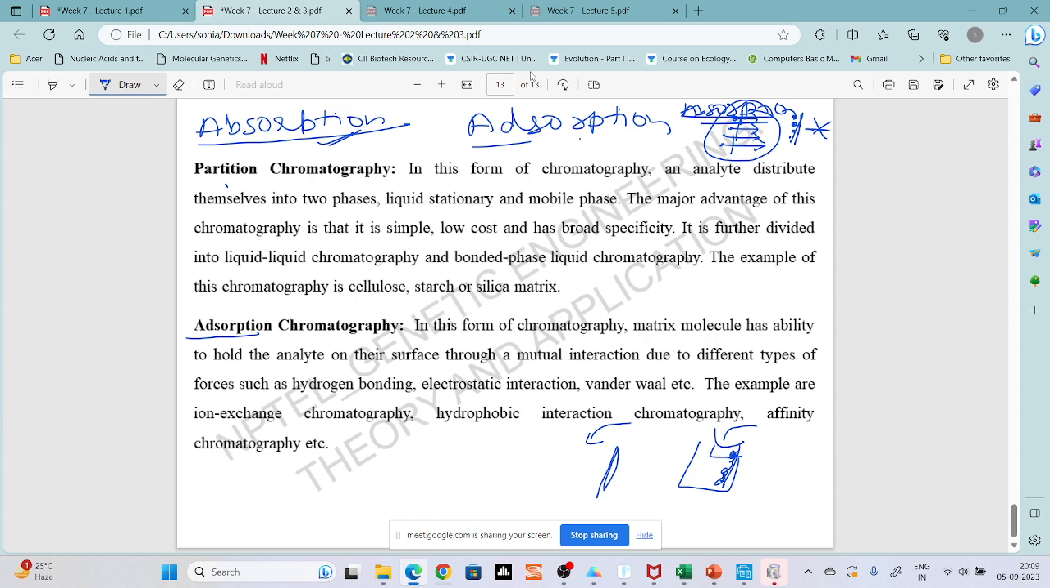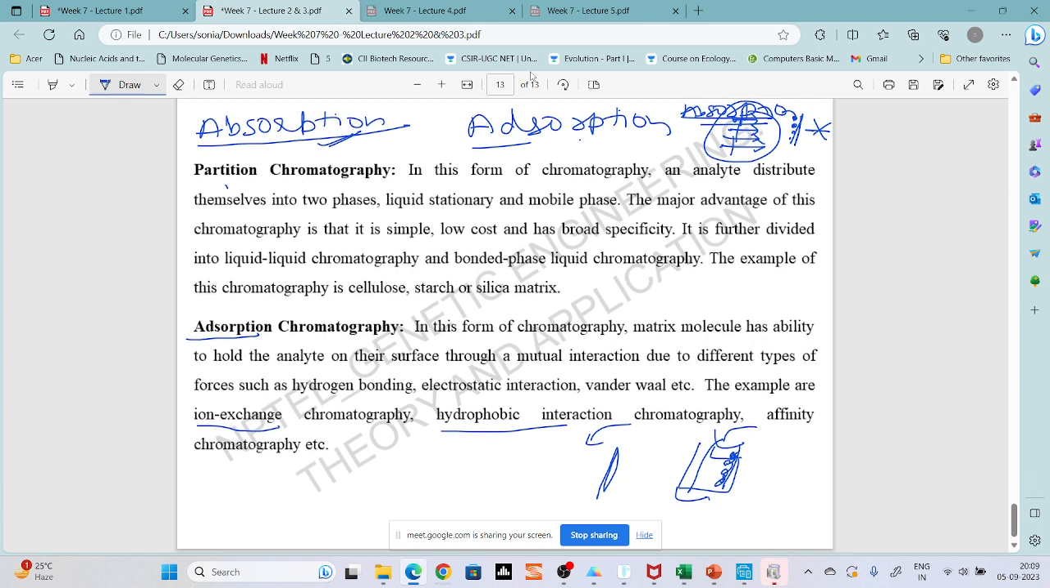molecules will form a mutual interaction with the matrix. The interaction can be hydrophobic interaction, ion exchange interaction, or whatever kind of interaction it will form, and then other things will be eluted out. Whereas in the case of partition chromatography, the interaction is not happening. I'll just explain you like this.